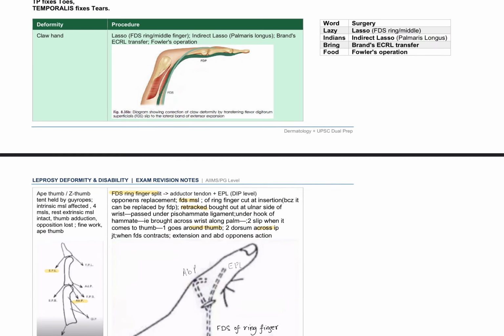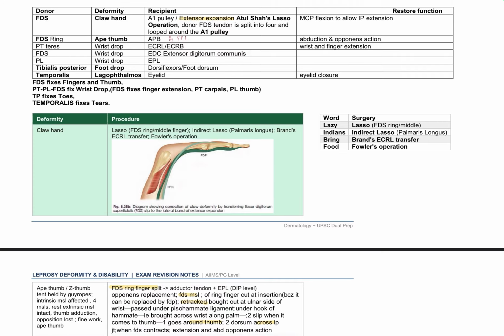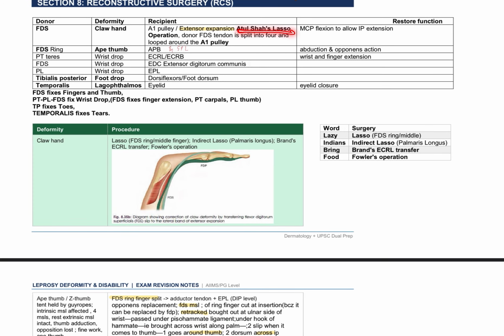How do we do the surgery? In the lasso operation, the FDS tendon is split into four, and then it is looped around the A1 pulley, and then it is inserted on the A1 pulley, or the extensor expansion of the flexor digitorum profundus muscle. So it would lead to MCP flexion and allow IP extension.